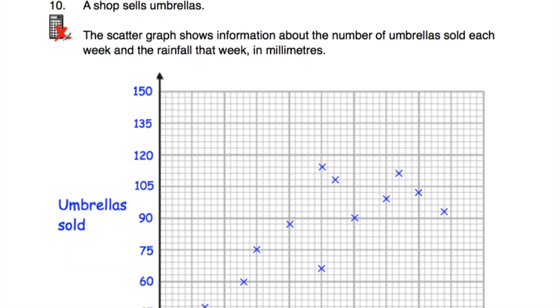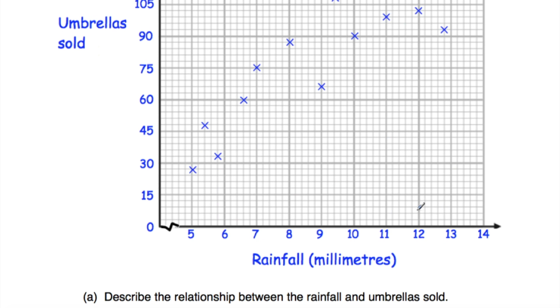Okay, let's have a look at our next question, question number 10. Question number 10 says, a shop sells umbrellas, and the scatter graph shows information about the number of umbrellas sold each week and the rainfall that week in millimetres. Going across horizontally is the rainfall, and going up vertically is the number of umbrellas sold.